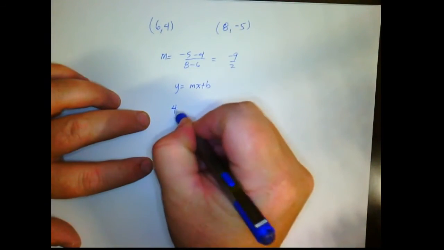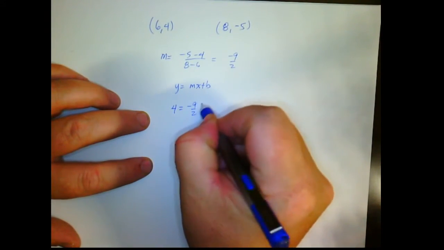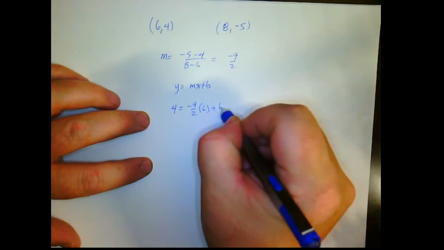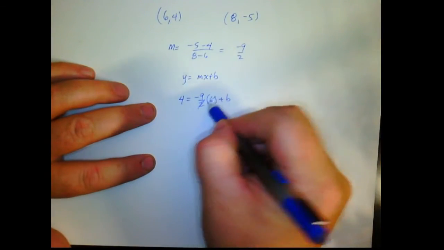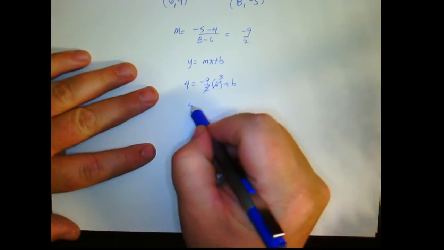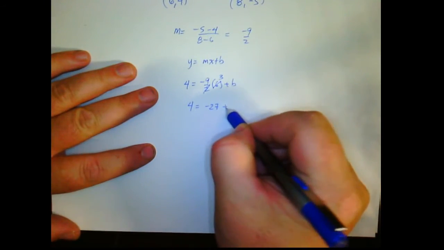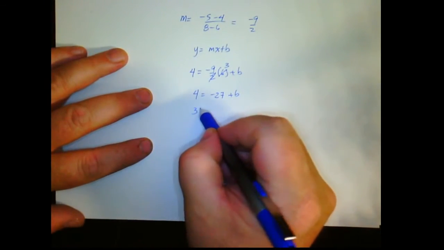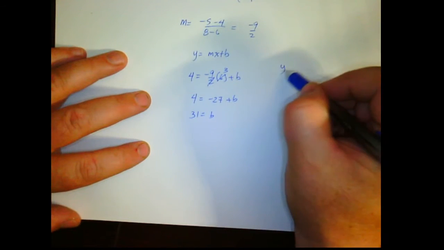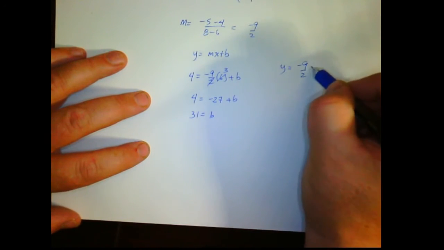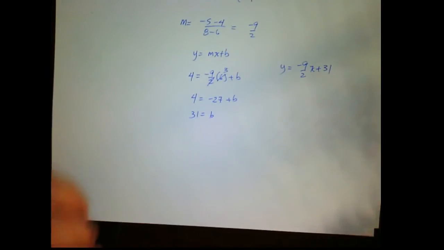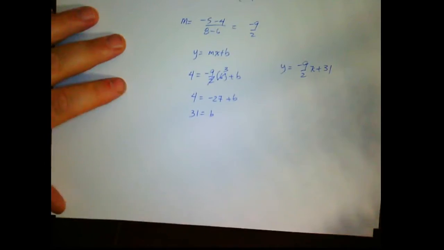So 4 equals negative 9 over 2 times 6 plus b. So we got to solve this now, right? So that reduces to 3. So 4 equals negative 27 plus b. Add 27 to both sides, you get 31 equals b. So your final answer is y equals negative 9 over 2 x plus 31. Man, isn't that some fanciness right there? Okay. I said last one. I lied. This is the last one.